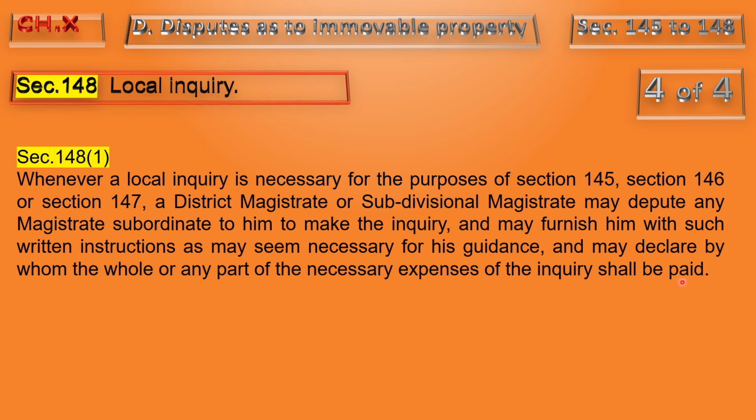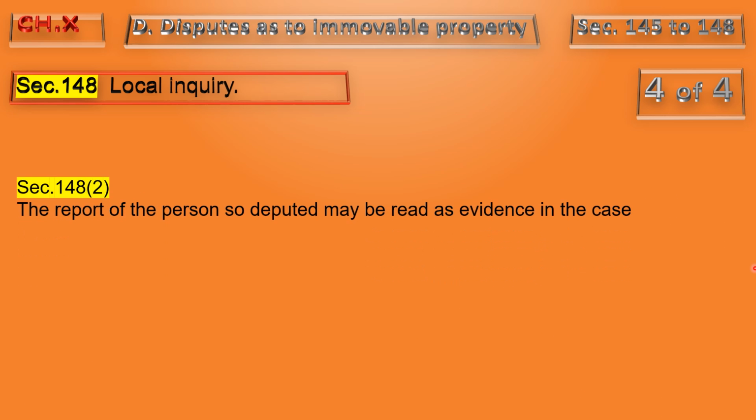So, for local inquiry, the district magistrate or subdivisional magistrate may depute a magistrate subordinate to them. So the junior-most magistrate will be given the work of inquiry, and some instructions will be given on how it is to be done for his guidance, and it may also be decided who is going to pay for such expenses. Subsection 2 of section 148 says the report of the person so deputed may be read as evidence in the case. Now, the report which is going to be prepared can be used as evidence in this case.